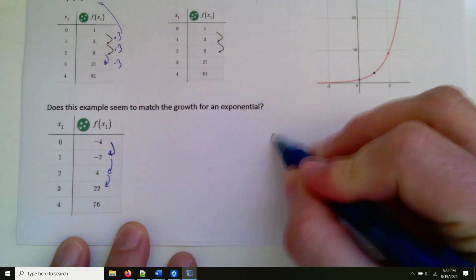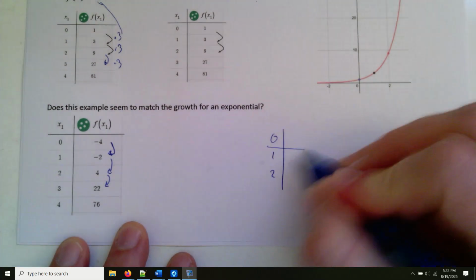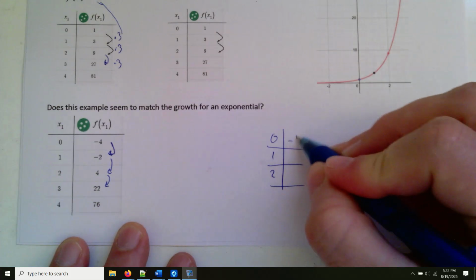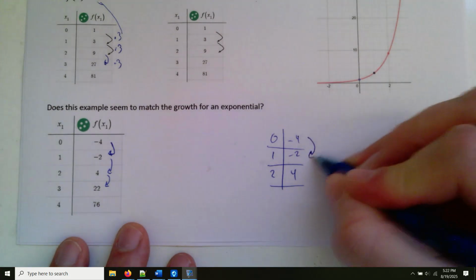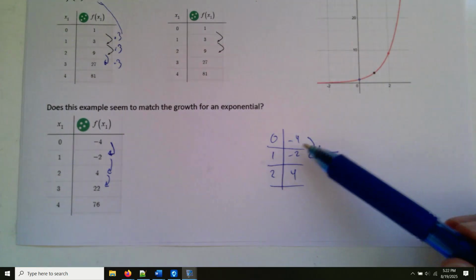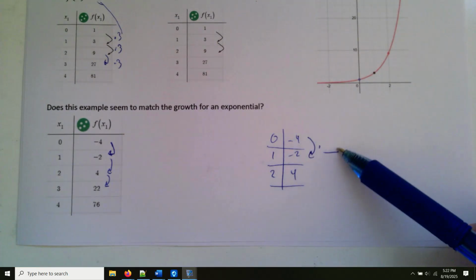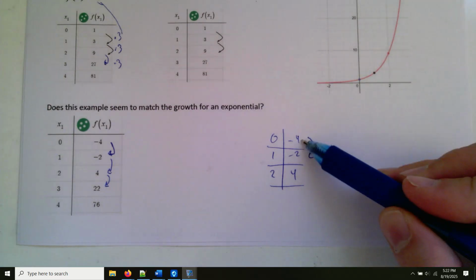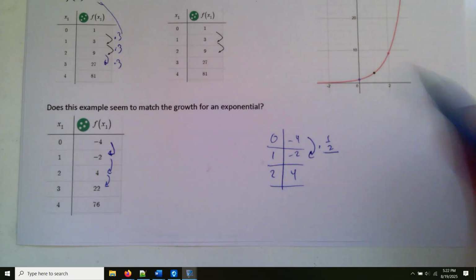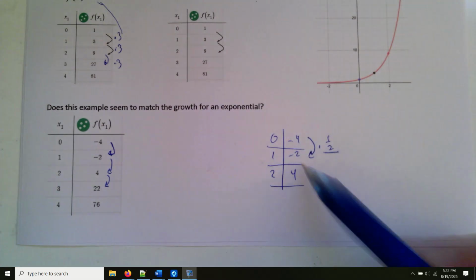I'm going to actually reproduce it over here because I want to use that area for something else later. So here's how you could decide. If I have -4, what do you need to multiply it by to get -2? Well, since -2 is just half of -4, if I multiply -4 by a half, I get -2.